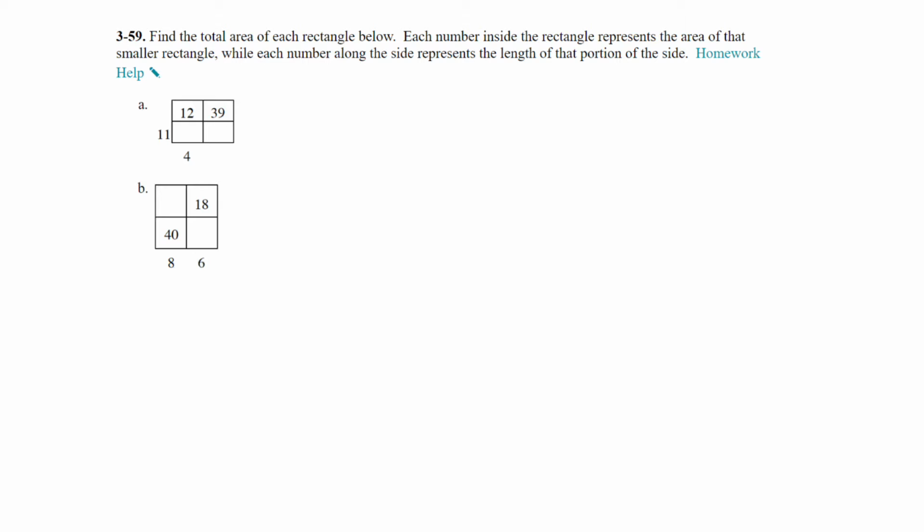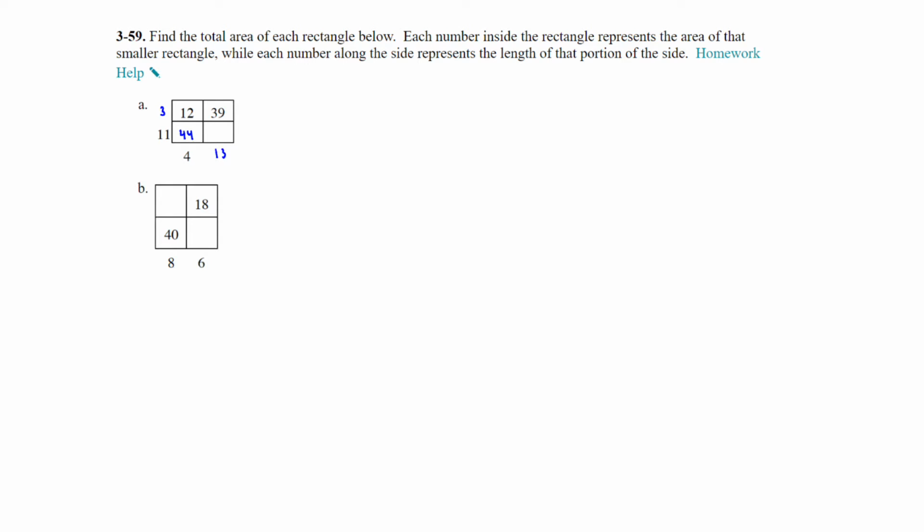Question 59. Find the total area of each rectangle below. Each number inside the rectangle represents the area of that smaller rectangle, while each number along the side represents the length of that portion of the side. So 4 times 11 would be 44. 4 times 3 would give us the area of 12, or 12 divided by 4. We have 39, so 3 times what gives us 39, or 39 divided by 3 is 13.